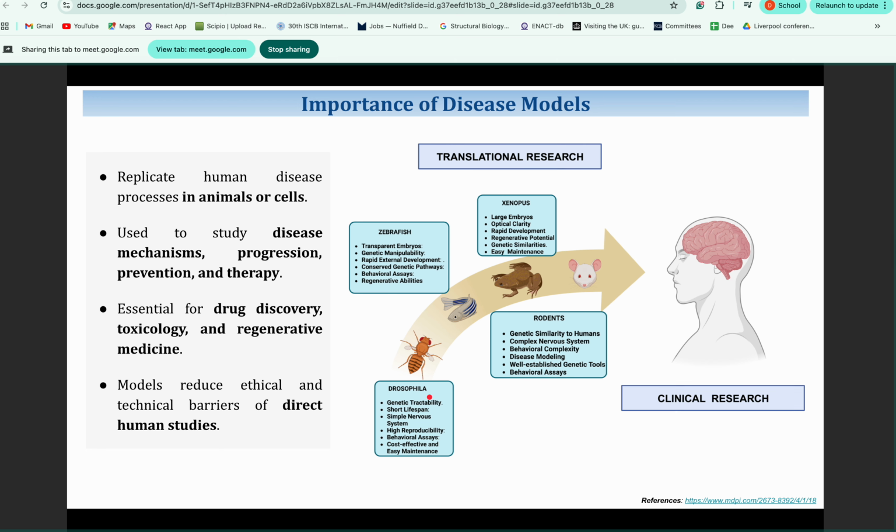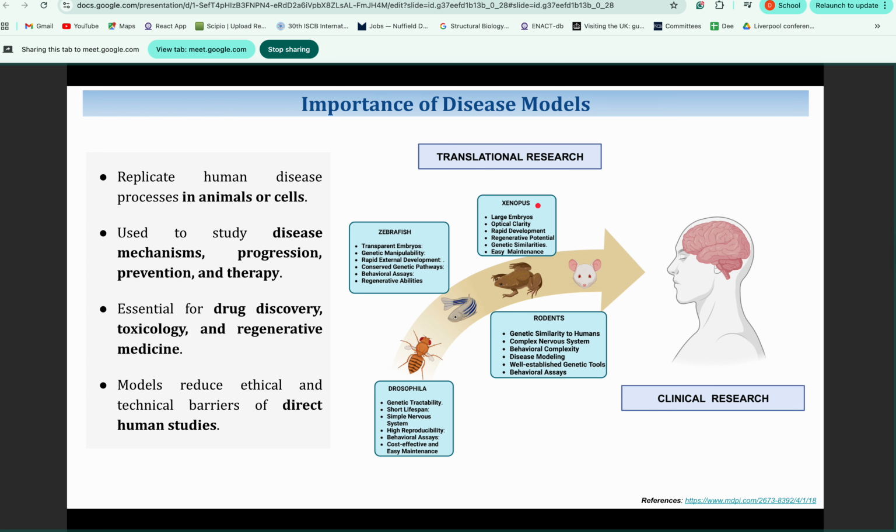Another organism is Drosophila. Actually I just started with zebrafish, but I should have ideally started with Drosophila, because Drosophila is an invertebrate. It has genetic tractability, so we can track its genome. It has a short lifespan, so we can quickly study certain things and the study can be done quickly. It has a simple nervous system and high reproducibility. Behavioral assays can be studied, and it is cost effective and maintenance is quite easy.